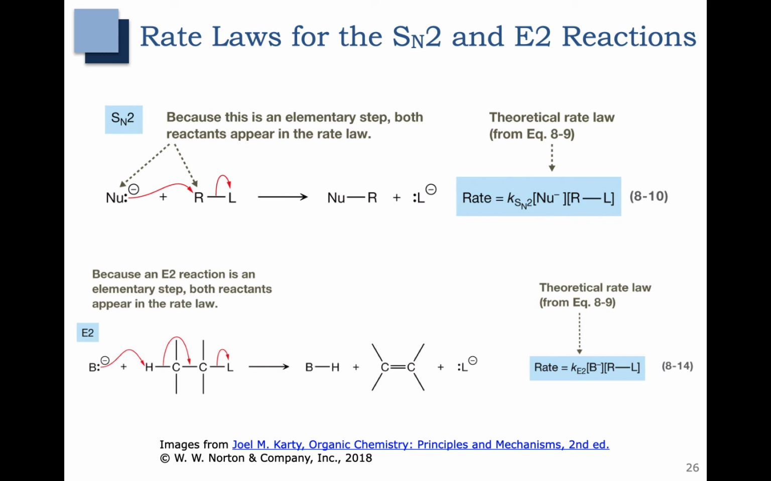The same thing is true in the E2 reaction. Again, both reactants appear in the rate law. Since the base pulls off the hydrogen at the same time the leaving group falls off to form the alkene, the reaction rate depends on the concentration of the base and the concentration of the substrate. That means that the rate of the reaction will increase if you have a better base or a better leaving group.